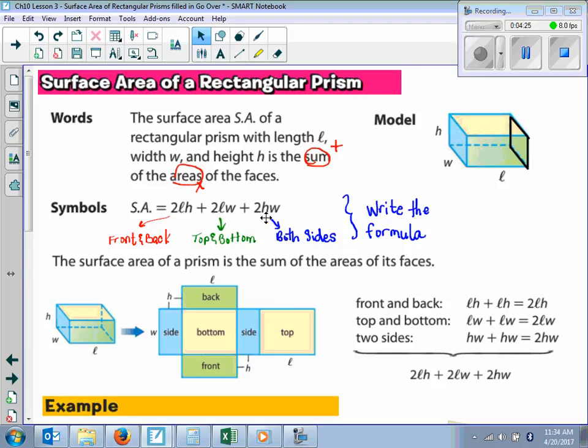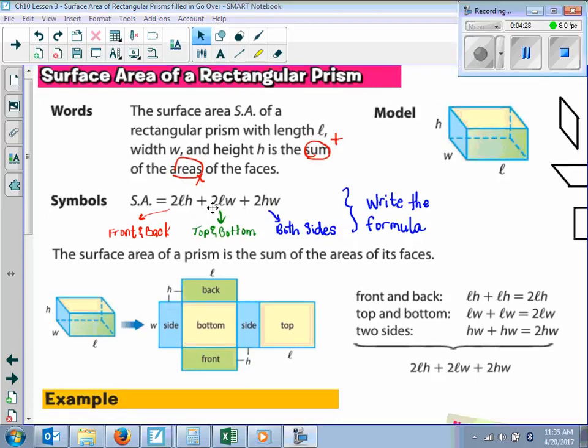That is the reason why we're multiplying times 2 here. This is why we have the formula 2 times the length times the height plus 2 times the length times the width plus 2 times the height times the width. There's a front and a back, there's a top and the bottom, and then there's both of the sides. Please make sure you write down even this red, green, and blue stuff that I wrote here, okay?